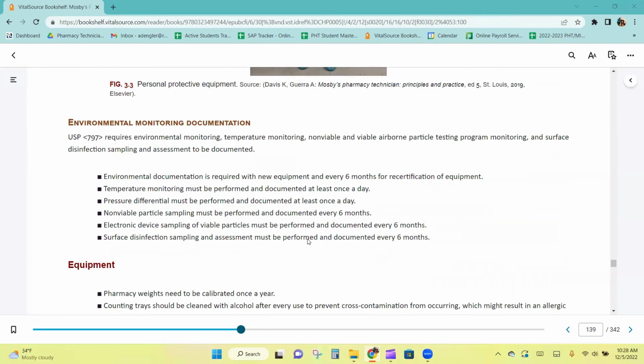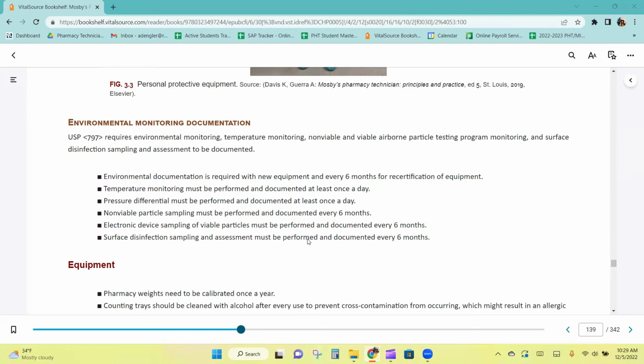Environmental monitoring documentation. USP 797 requires environmental monitoring, temperature monitoring, non-viable and viable airborne particle testing program monitoring, and surface disinfection, sampling, and assessment to be documented. Environmental documentation is required with new equipment every 6 months for recertification of equipment. Temperature monitoring must be performed and documented at least once a day. Pressure differential must be performed and documented at least once a day.